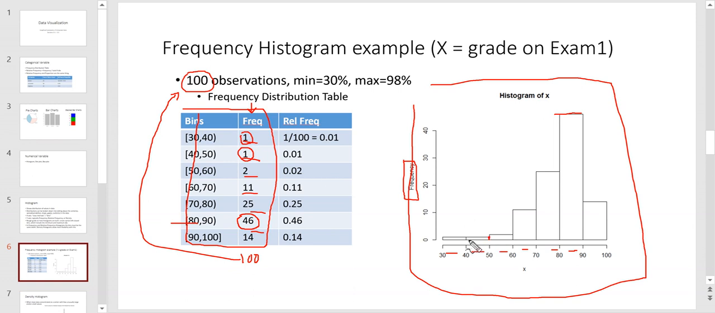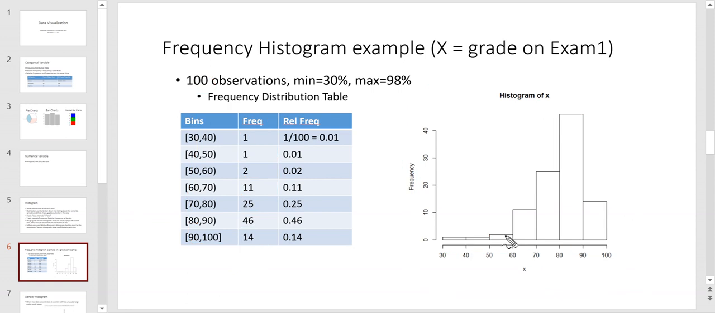Notice there are no gaps. If there is a gap between bars here, it means something. It means there were no values in that range, as opposed to a bar chart where the x-axis does not have order, so there could or could not be gaps and they wouldn't mean anything. Here there is order, and if you see a gap, it means there was zero frequency in that range. Okay, so take note of that.